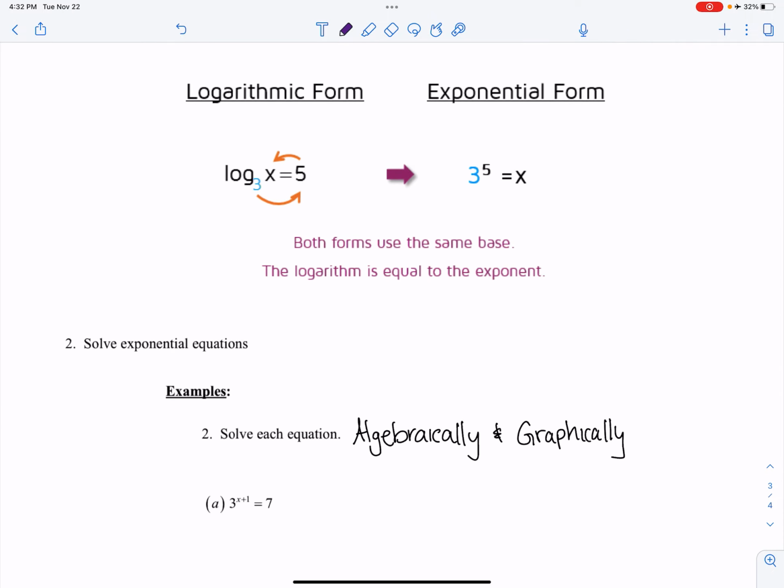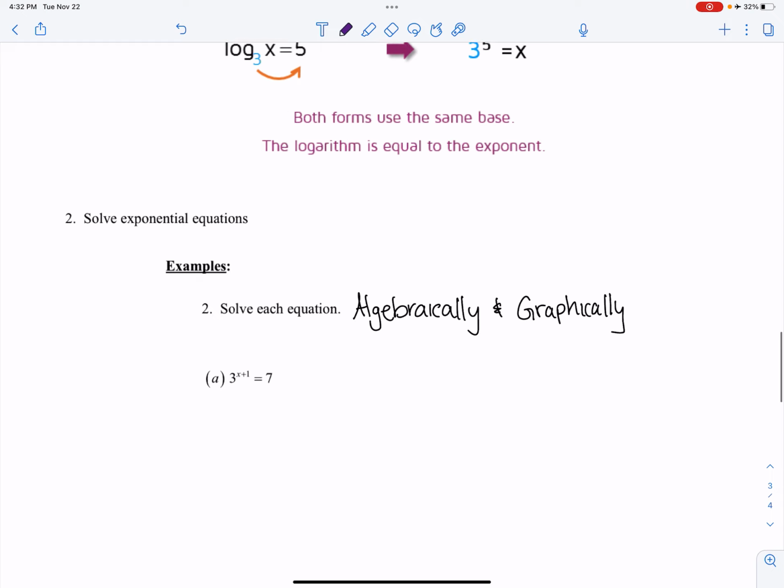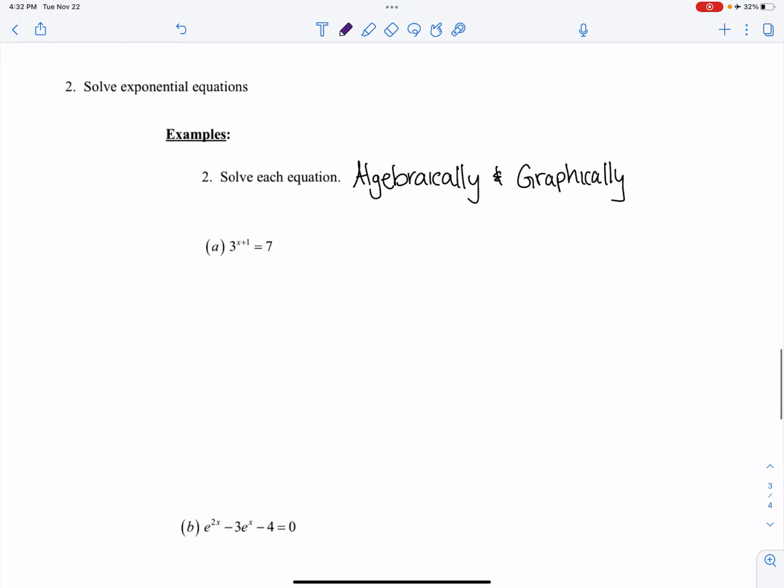Okay, moving on to our second objective, solve exponential equations. And I keep putting our logarithmic to exponential form because we're using that a lot. Okay, we're going to solve these algebraically and also look at them graphically. Here we have 3 to the x plus 1 equals 7.